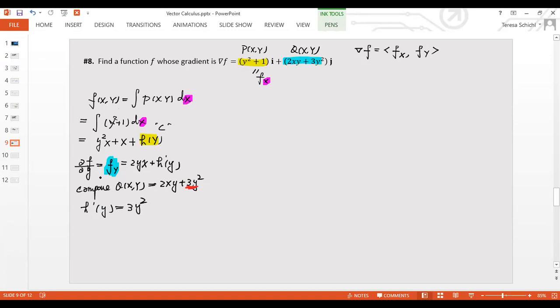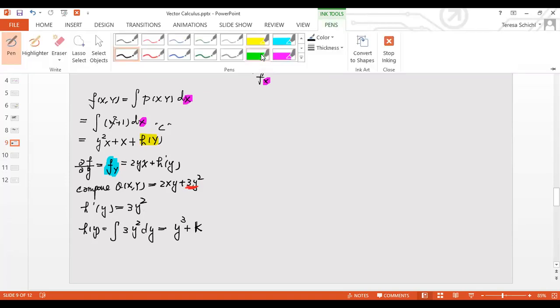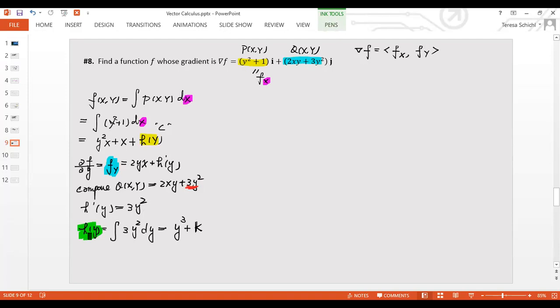Okay, so if this is 3y squared, now I want to find h of y, because f of x, y is something plus h of y. So I can say h of y is equal to the integral of 3y squared, because this is the derivative with respect to y, right? So I need to integrate dy back. When you integrate back, this will be y cubed plus another constant, so I say constant k. So now, this is the h of y, and I can substitute it back.